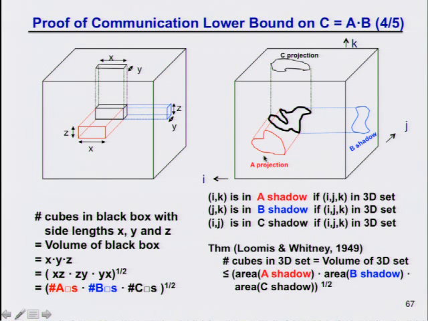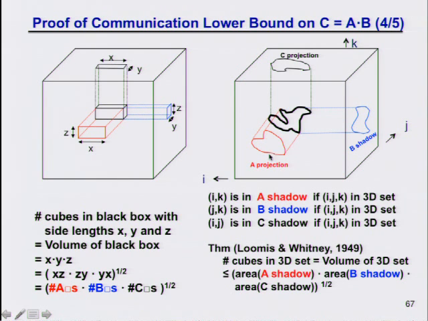So the question is, if I'm only allowed to have a total of M entries of A, M entries of B, and M entries of C, right? Because in a segment, I have my main memory. I have M words sitting in there. And I can read another M words. That's what a segment means. So I can't have more than a total of 2M entries of A, B, and C lying around.